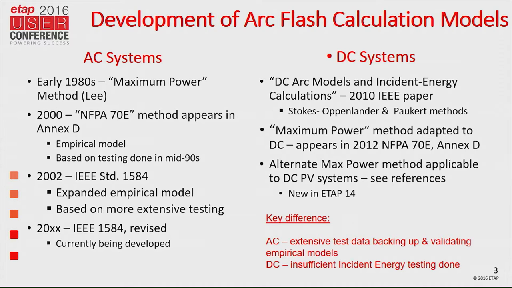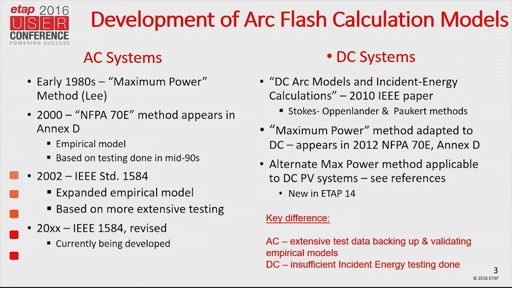Over the years, starting in the early 90s, there started to be testing done, actually working toward developing empirical models of arc flash levels on AC systems. And as you've just heard, that testing effort is very much alive, and the development of these empirical models continues even now. DC systems, on the other hand, have a much shorter track record. Back in 2010, there was an IEEE paper published on DC arc models and incident energy calculations. I'll give you a little bit more detail on what was in that and why we care about it as we go through the presentation.